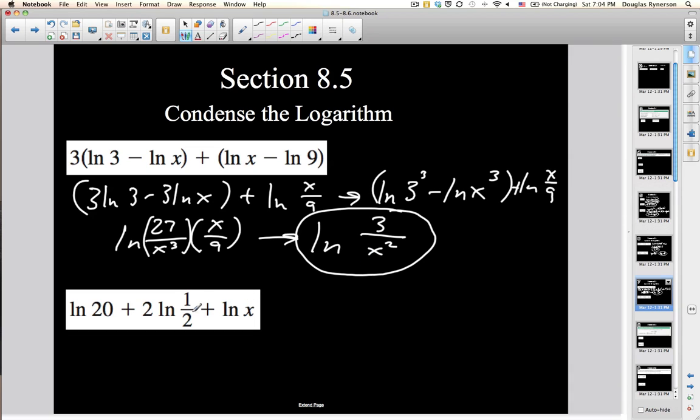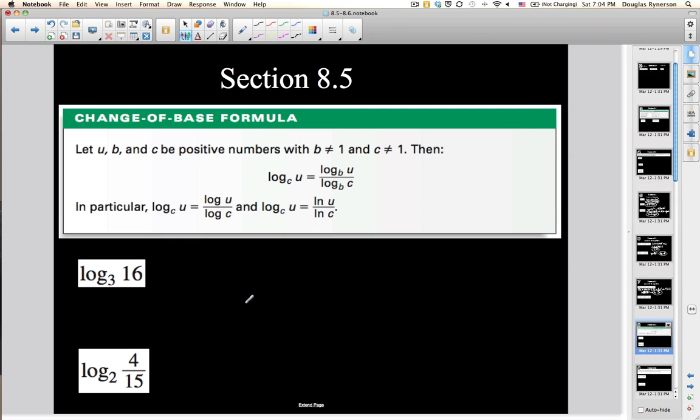And then this is a problem I did on the previous page, so I won't redo it. The last thing we want to do here in 8.5 is deal with the change of base formula. Now the change of base formula allows you to use either natural log or common log to do a logarithm of any base. So you can see log base c of u can be log base b of u divided by log base b of c.